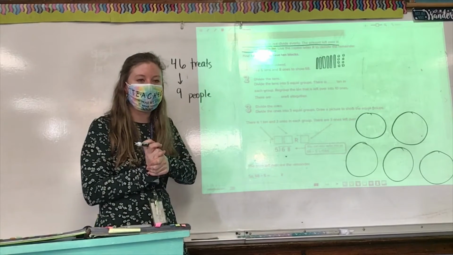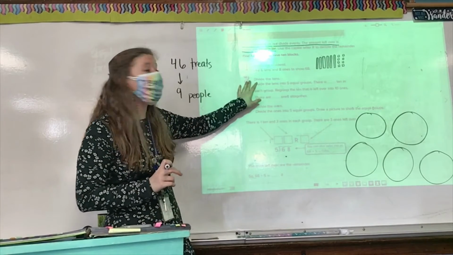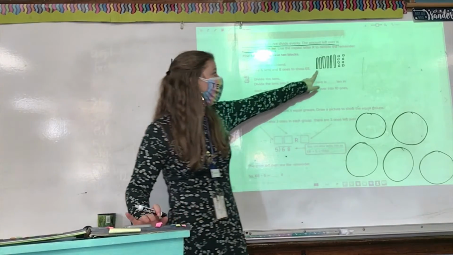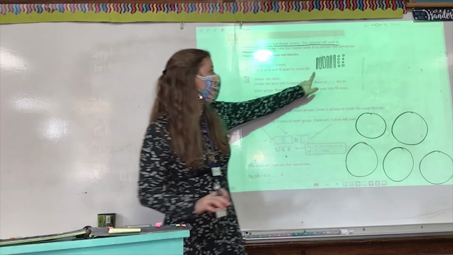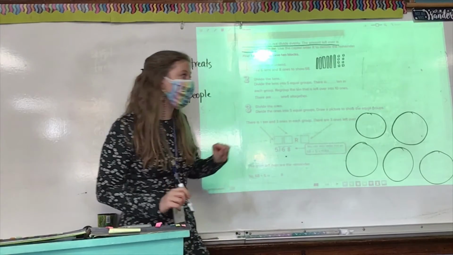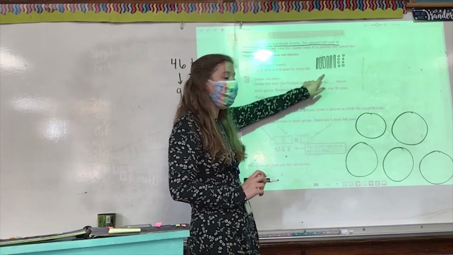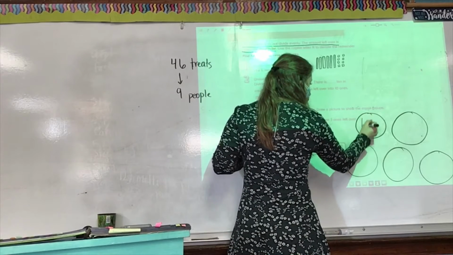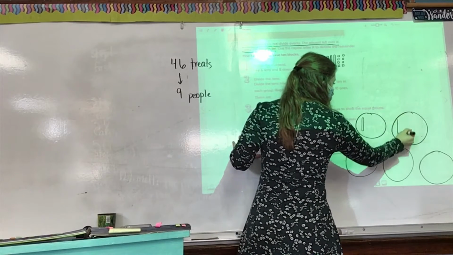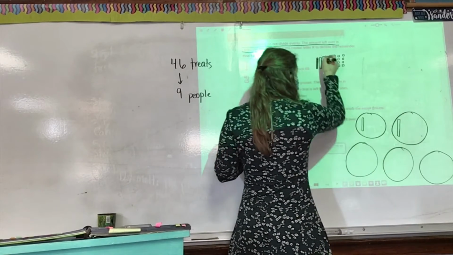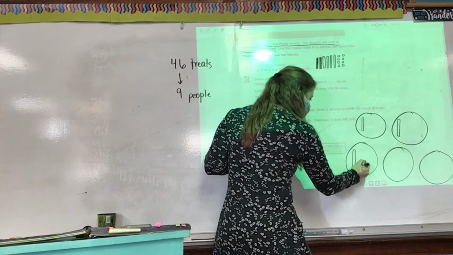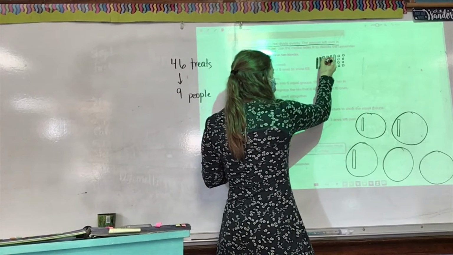Okay, does everybody have their 5 groups drawn? Okay, so now we're going to do the same thing that we did before. We're going to start by dividing the tens. We're going to take each 10 and put them one at a time in our groups. After I put it in a group, I'm going to shade it. So, 1 ten. I'm done with it, so I'm shading it. 2 tens. Done with it, so I'm shading it. 3 tens. Done with it, so I'm shading it.